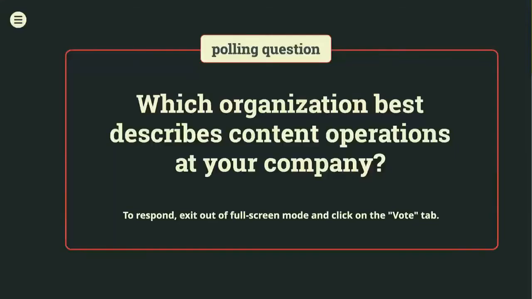Yeah, I mean, there's a lot that could be said about this for pros and cons. There's definitely both. But those are some of the risks of centralization. Yeah, I think those are really good ones. And before we carry on, Paul, I'll hear from you in a sec, but I want to kick off the poll question, and that is, which organization best describes content operations at your company? So Trey, if we can go ahead and kick off that poll, that'd be great. And then Paul, I think you had something to say?